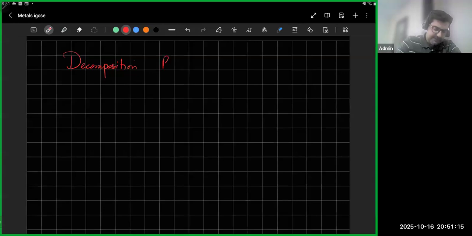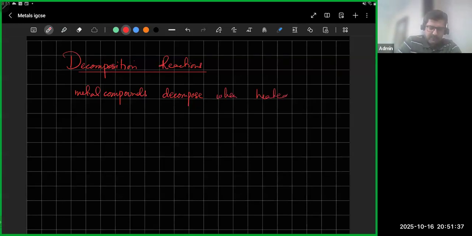Decomposition reactions. So decomposition reactions are that metal compounds tend to decompose when you heat them. When heated, decomposition means breakdown, right? I said there are three main metal compounds.